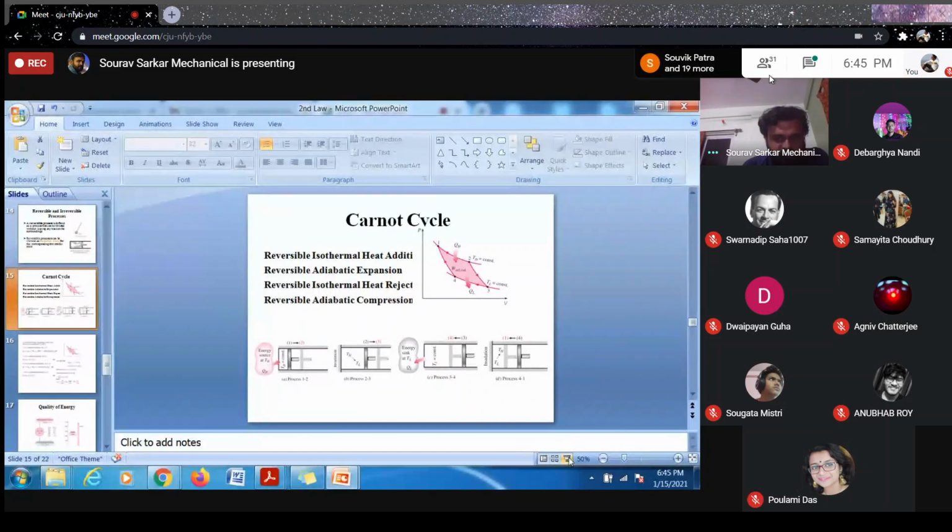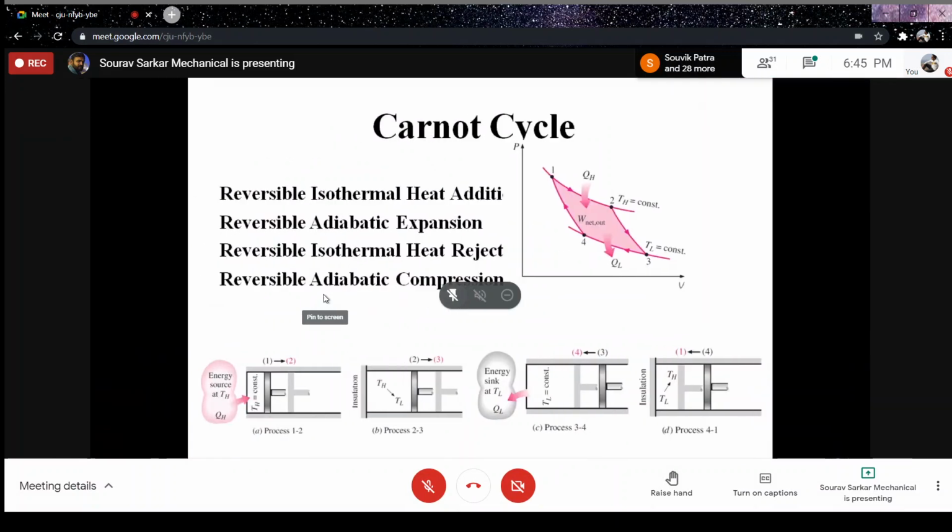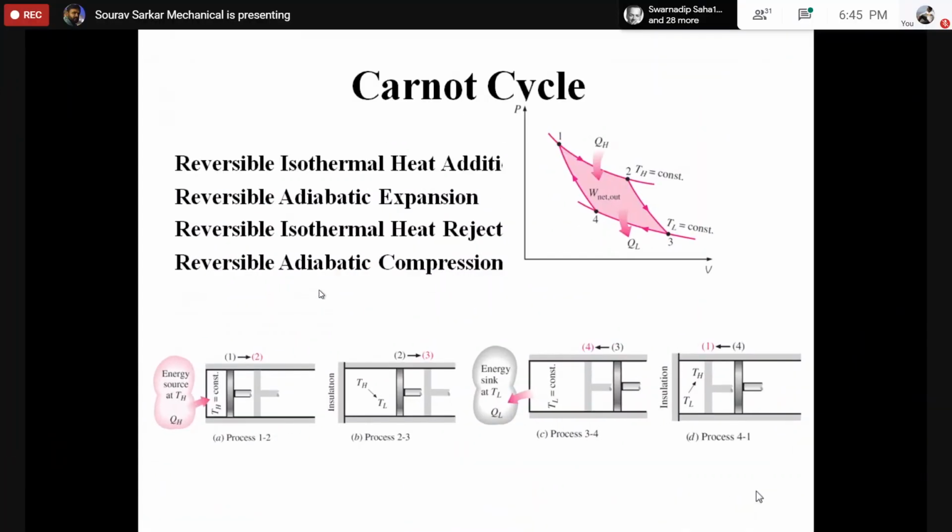Okay, fine. So what we have discussed in the previous class is that the reversible heat engine will have the maximum efficiency, and we find that the Carnot cycle is one of the reversible cycles. So what are the steps of the Carnot cycle? There are four processes. The first one is reversible isothermal heat addition, then reversible adiabatic expansion, then isothermal heat rejection, and reversible adiabatic compression.